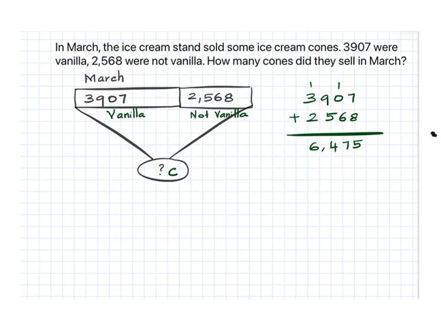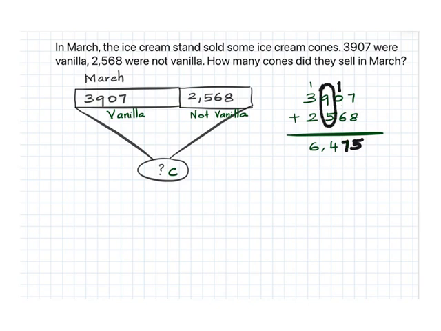How to add? 7 plus 8 is 15. So this 5, write it down here. And this 1, you have to write it up there. Okay, so 7 plus 5 is 15. So 5 and 1 goes up. And then 1 plus 6. What is 1 plus 6? Is 7. So 7 goes down.